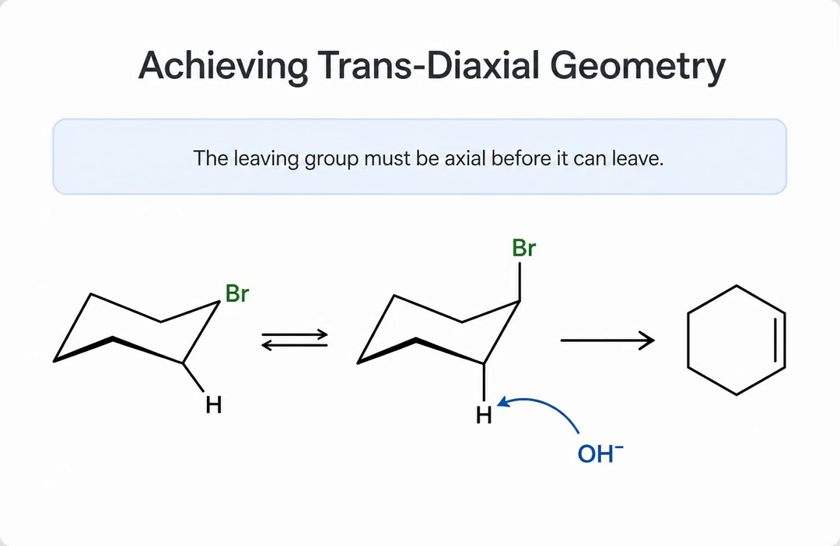Let's look at bromocyclohexane. If the bromine is in the more stable equatorial position, the adjacent axial hydrogens are not anti-coplanar to it. The molecule must undergo a chair-chair interconversion to place the bromine in the less stable axial position. Once the bromine is axial, the adjacent axial hydrogen is perfectly aligned in a trans-diaxial arrangement. The base can now attack that specific proton, driving the E2 elimination to form cyclohexene.